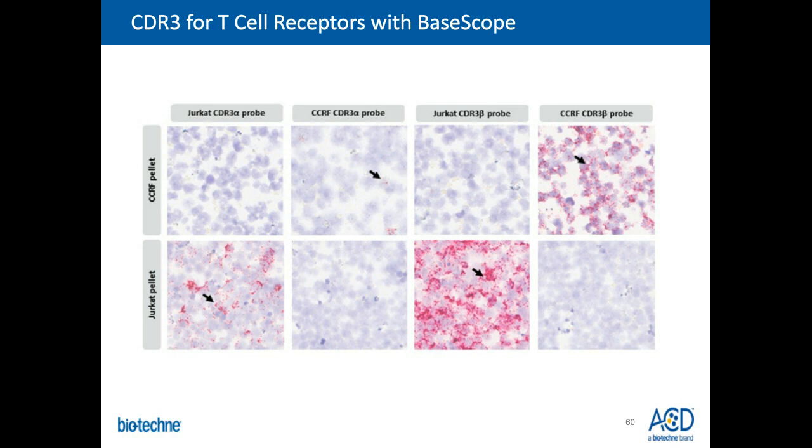And based on which probes we are using, we can see that positive signal can only be visualized when we use the Jurkat probe in the Jurkat pellet or when we use the CCRF probe in the CCRF pellet, just highlighting the specificity of our BaseScope probes in identifying the CDR3 regions. And a great example of how this was utilized was here.